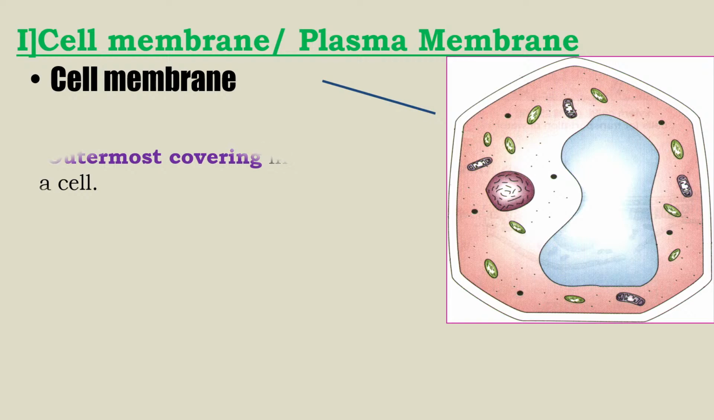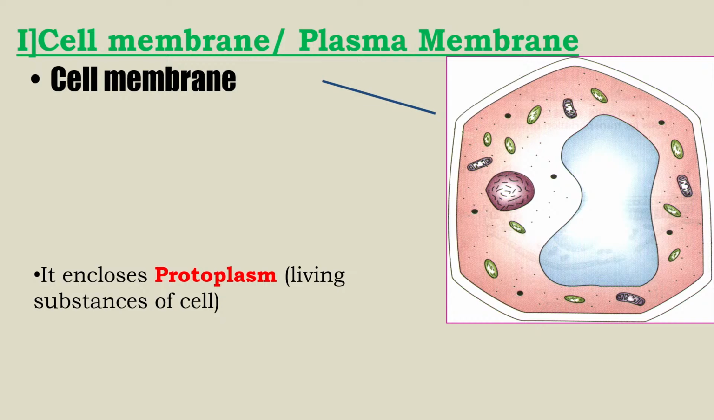Then what is the function of this? It encloses protoplasm. What does it enclose? Protoplasm means inside the cell there is the nucleus, and along with the nucleus there is this jelly-like substance, the cytoplasm. Both this cytoplasm and nucleus make up something called protoplasm. So this protoplasm is there inside. Everything is inside the cell membrane.